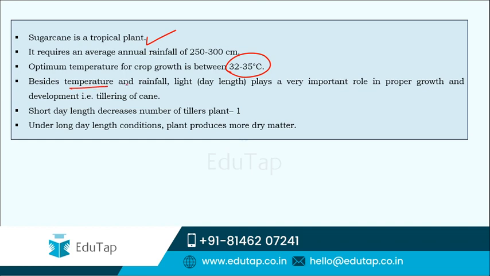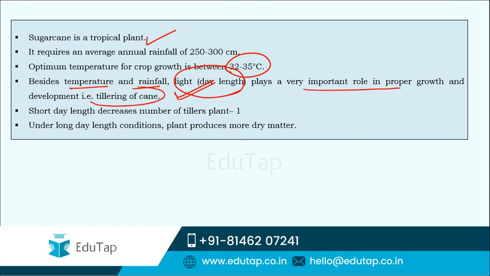And besides temperature and rainfall, sugarcane is one such crop where day length is very important. See, one question was asked on this, I think in 2020 prelims or 2019 mains: which crop intercepts light to the maximum? The answer was sugarcane. It is one crop that utilizes light to a great extent in photosynthesis and dry matter production. So light, day length plays a very important role in proper growth.